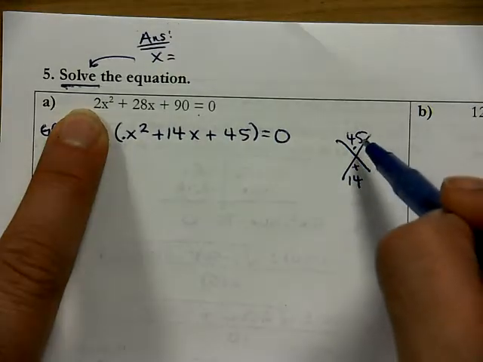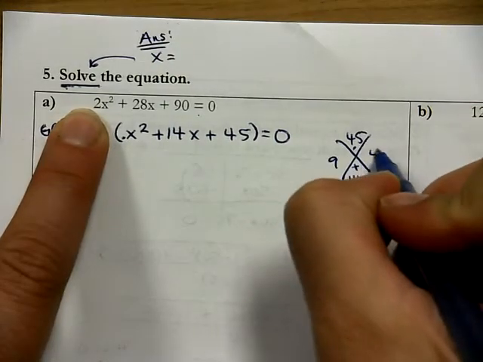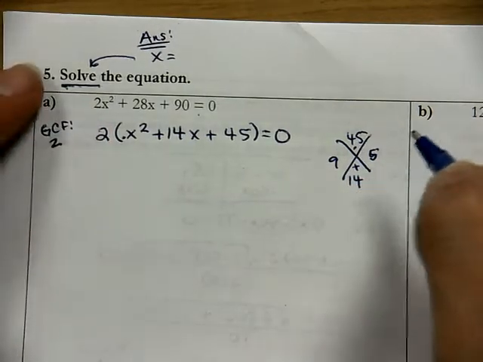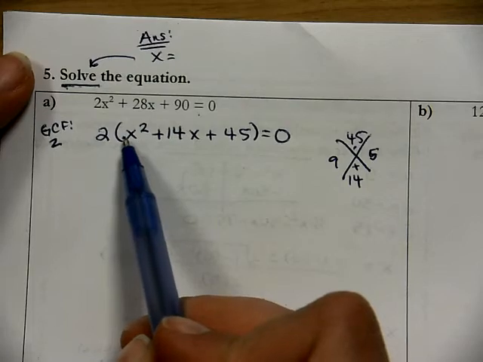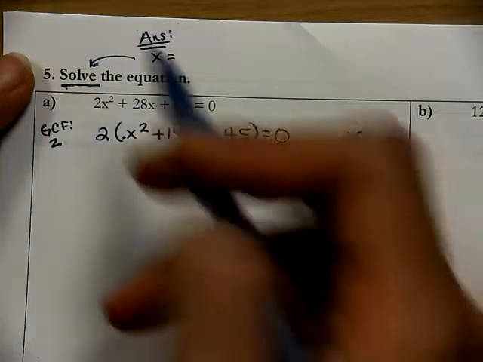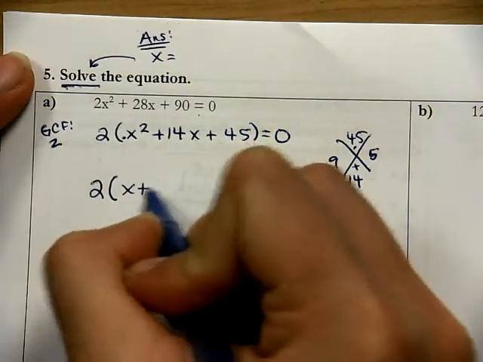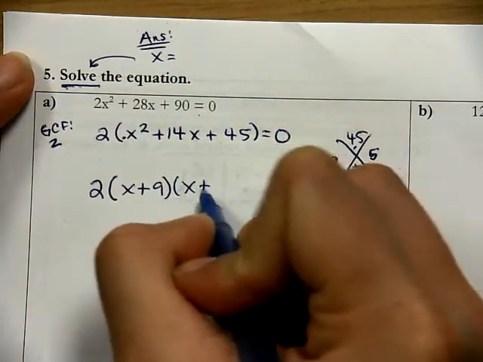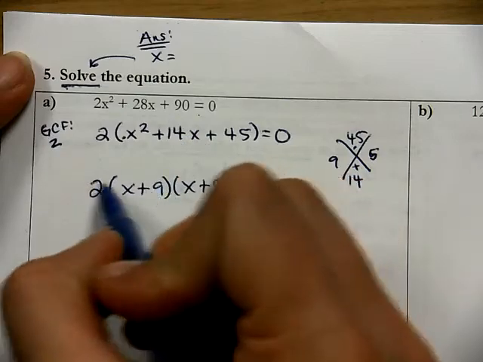As I think through these numbers, I know that 9 times 5 is 45, and when I add them together, I get 14. Now, I could do the box, but because that leading coefficient is 1, I don't have to do the box. I can just carry down my GCF, and this will become 2 times (x plus 9)(x plus 5) equals 0. And now, I can solve using the zero product property.